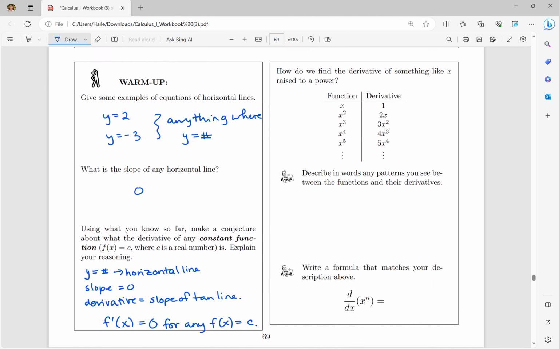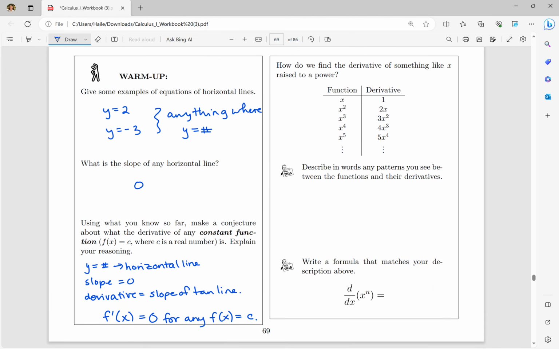Okay, so how do we find the derivative of something like x raised to a power now? We talked about constant functions, that's kind of like the very basic case. Now let's talk about x raised to some powers. So right here you have a little table of functions and their derivatives. I want you to think about what patterns you see between the functions and their derivatives. You should pause the video here for a couple of seconds and think about that, and then we'll talk about it together.